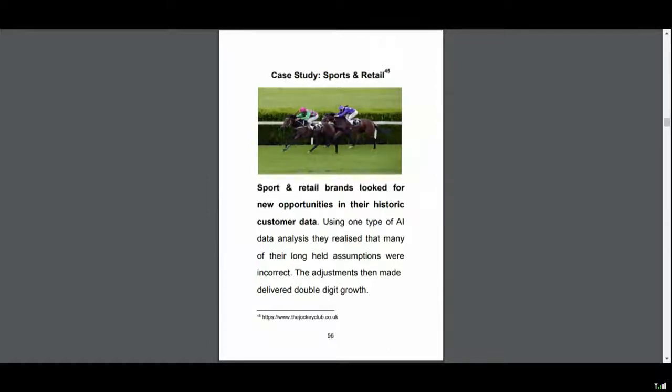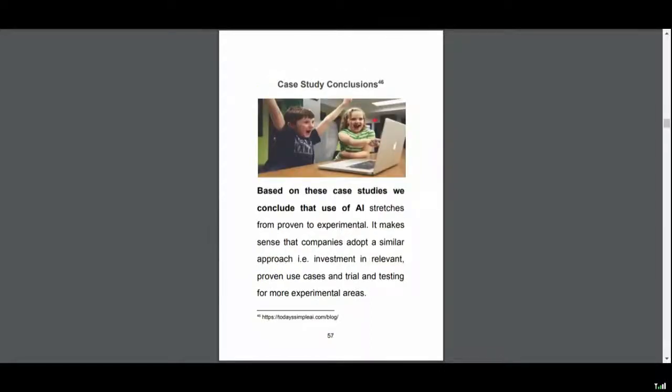And that was one of the first times when I personally saw these tools, this is quite a few years ago now, really proving their worth beyond any doubt, statistically proven. So just concluding there, based on these case studies, we can conclude that use of AI is currently stretching from proven, long-established practice, commercially proven, to totally experimental. And therefore it makes sense that all of us as companies adopt a similar approach: invest in the business critical proven stuff and test and trial and even play in a serious way in the more experimental areas.